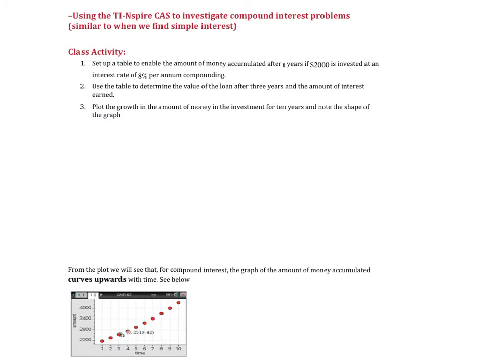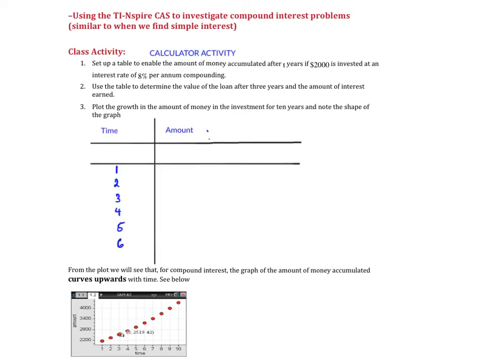Okay, this following activity is best done on your calculator, and we will go through it in class, but this is the way we should set up our table. So we're using our lists and spreadsheets like usual, and we set up time and amount, but in this particular case we're using this middle part of our lists and spreadsheets where you enter a rule, and we haven't really done that much. We did have a look at it when we were looking at simple interest.